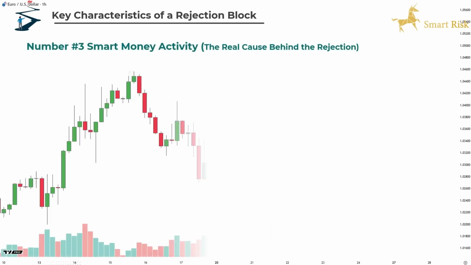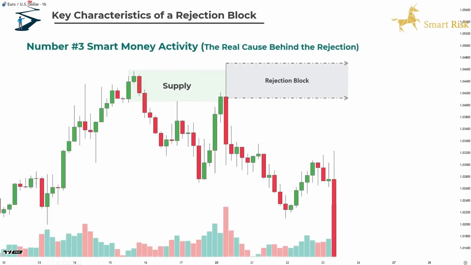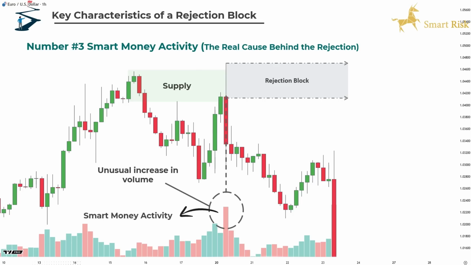The third factor is smart money activity. So, the rejection block isn't just a random reversal, and most of the time, it coincides with smart money activity. One of the ways for determining such activity is an unusual surge in buying or selling volume, because a spike in volume confirms institutional involvement and signals that a large number of orders have been executed at that level. This confirms that smart money was active in absorbing liquidity and reversing price.